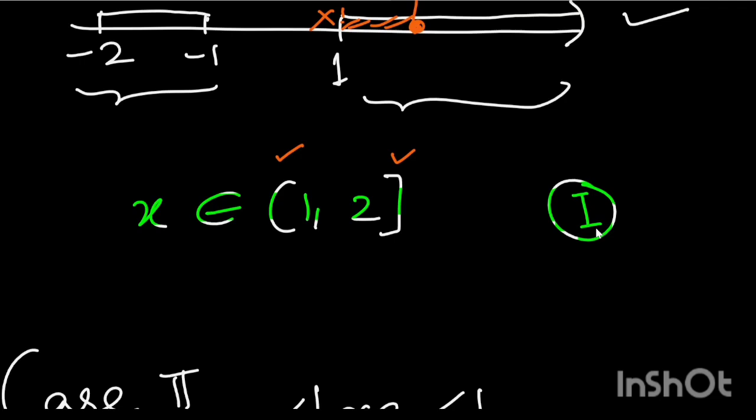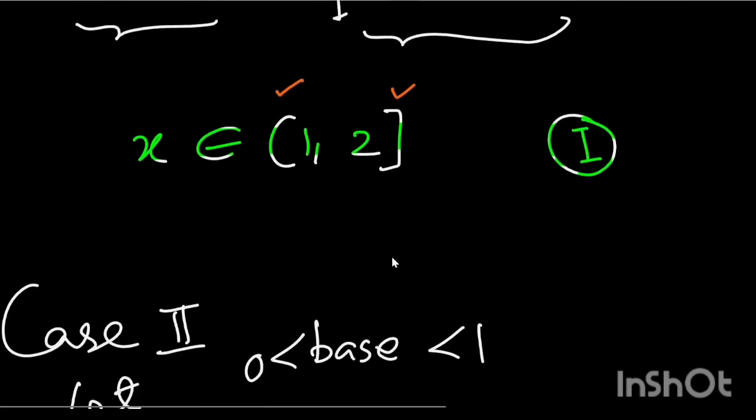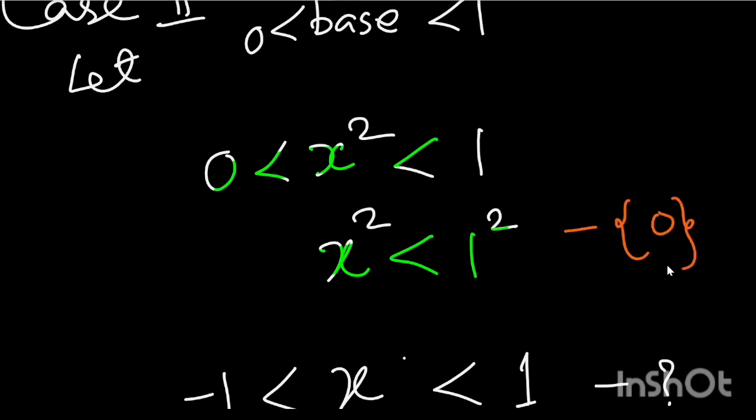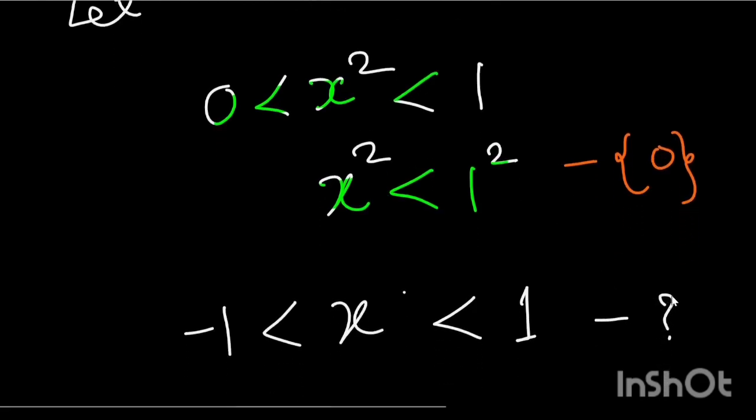So second case, now the base should be what, guys? Assume the base to be 0 to 1, that is x square between 0 to 1. Okay, so x square, we can write it x square less than 1 square, but here it should be understood that it shouldn't be equal to 0. So here this question mark means 0 should be excluded.